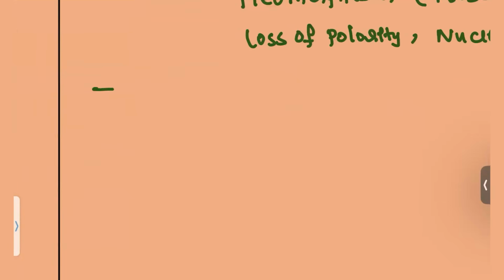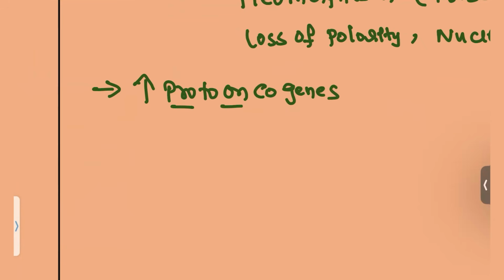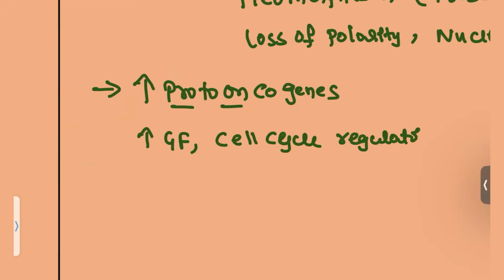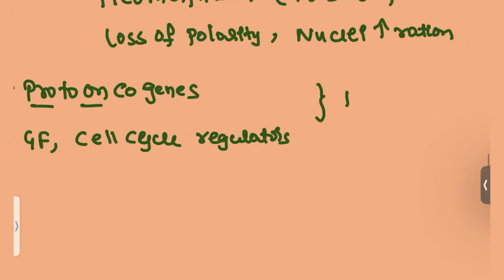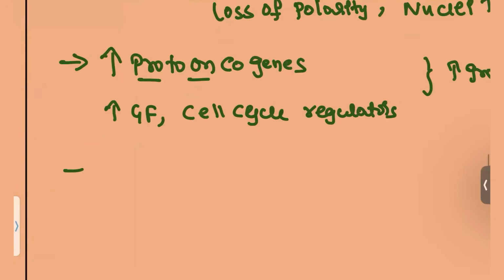There will be an increase of the proto-oncogenes. Okay, proto-oncogenes. The name itself is telling that it is going to increase the oncogenes, which include the growth factors and cell cycle regulators. All these are going to increase the growth of the tumor cells. Okay, ultimately they increase the growth of the tumor cells, and there will be other properties, like they are going to evade apoptosis, the physiological process, and also the immune response.